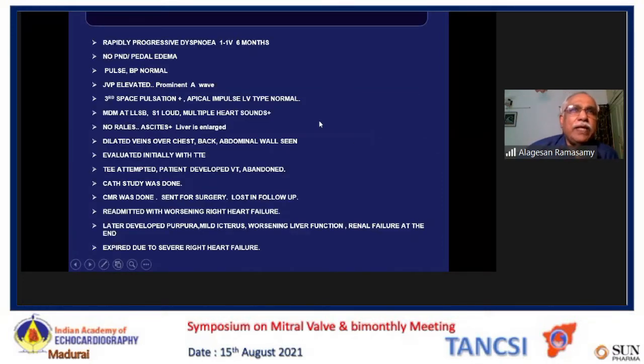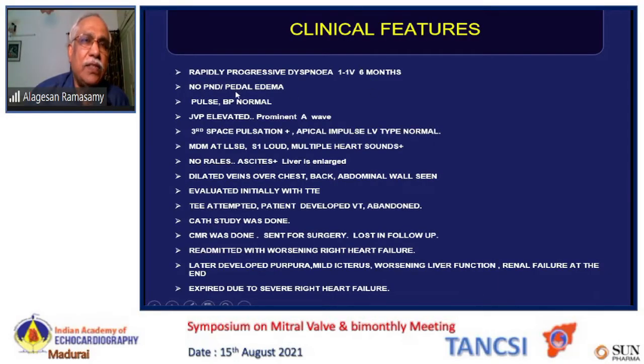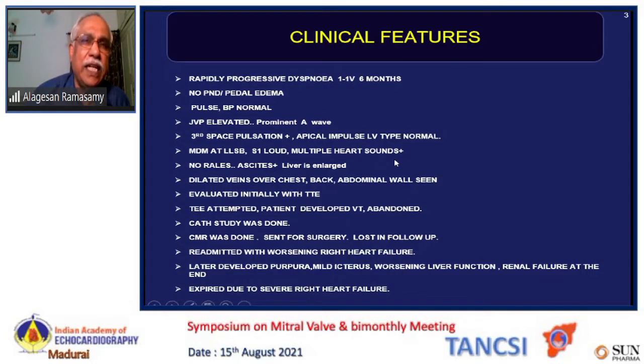He is a young male, about 20 years old, with rapidly progressive dyspnea, grade 1 to grade 4 within 6 months. There was no PND or pedal edema. Pulse and blood pressure were normal. JVP was elevated with a prominent A wave. There was a pulsation in the third space, and the apical impulse was of LV type. There is a mid-diastolic murmur at the left lower sternal border. The first heart sound was loud. S3 and S4 were present. There was mild ascites and the liver was enlarged. Dilated veins were also seen over the chest, back, and abdominal wall.